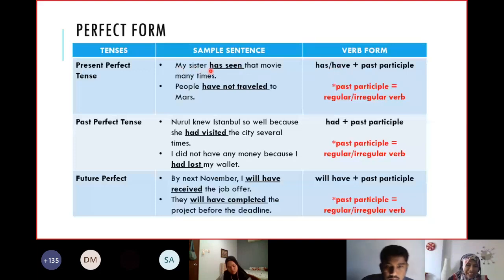For example, my sister has. Why? Sister is singular. People have not traveled to Mars, planet Mars. Why have? Because people is plural. Okay? But had is much simpler. You can use it for both singular or plural subject. Okay? But talking about singular or plural subject, for I and you, the pronouns, it's special, okay? So even though I and you are considered singular, I mean I, me alone, you alone, they take a plural verb, okay? I have, we don't say I has.